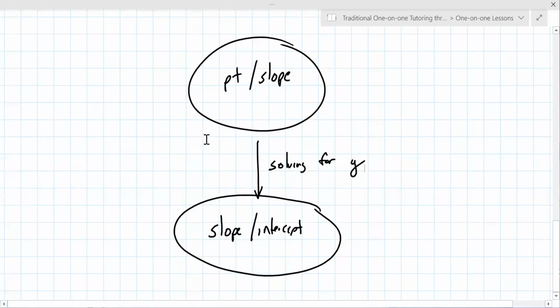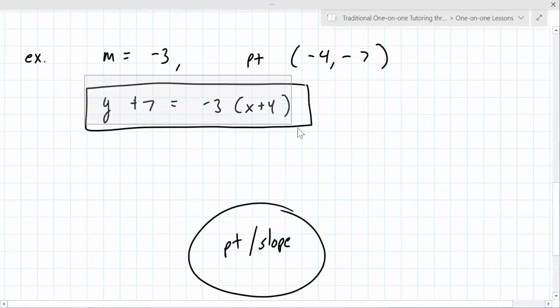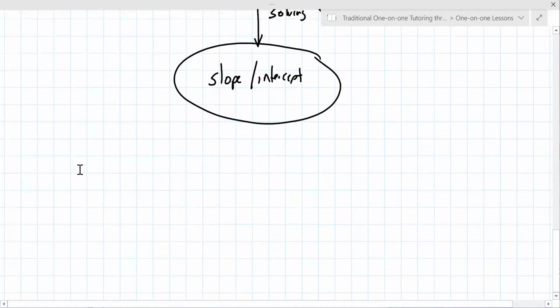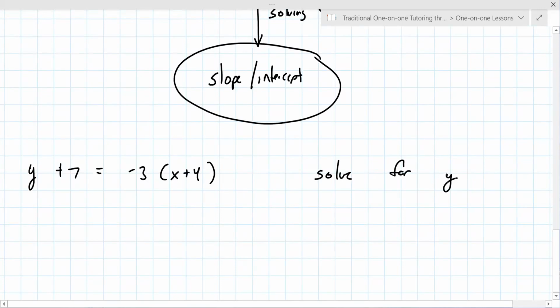All right, so let's go back to this one right here. I'm gonna copy it down. And I'm gonna ask you to solve for y. So there's a bunch of steps here to doing that. Yeah, this seems like something we're doing today where it's like solve for x and solve for y.